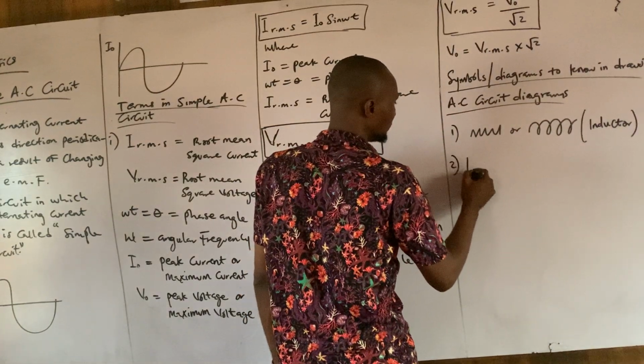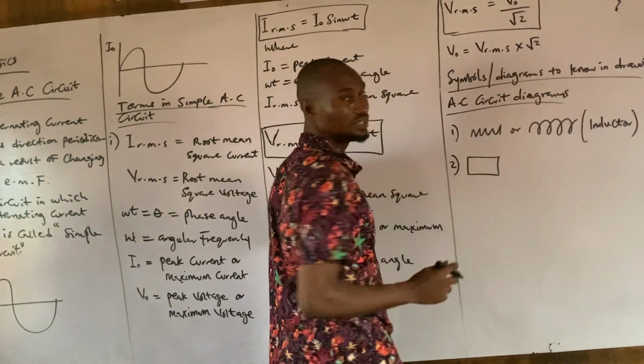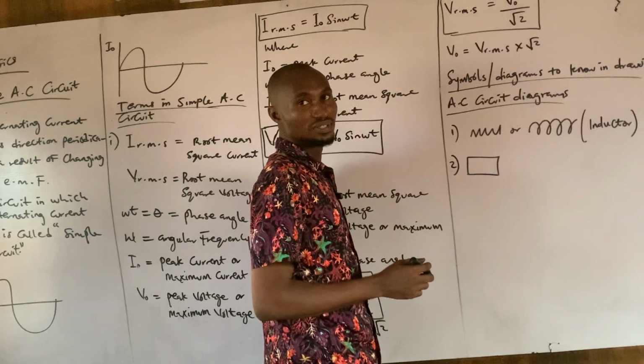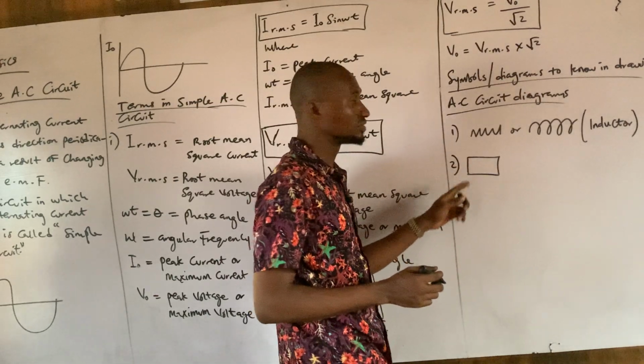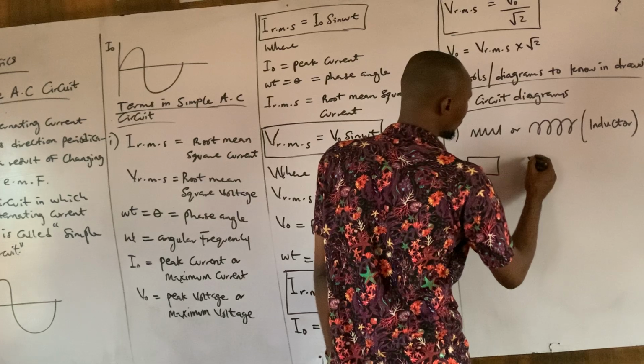Now we have something like this. What do you call this? This is a resistor. Resistor. You call it what? Resistor.